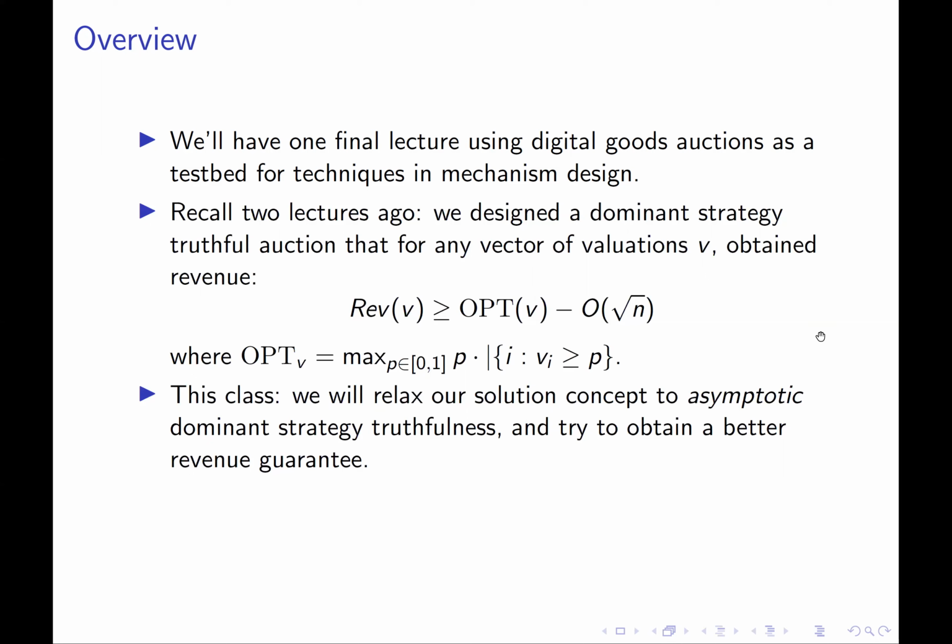So in the limit, as n grows large, we're going to get, hopefully, a very good revenue guarantee, and it will also be, in the limit, at a rate that we can control, an asymptotically dominant strategy to tell the truth. Okay, so that's sort of the goal for this class.